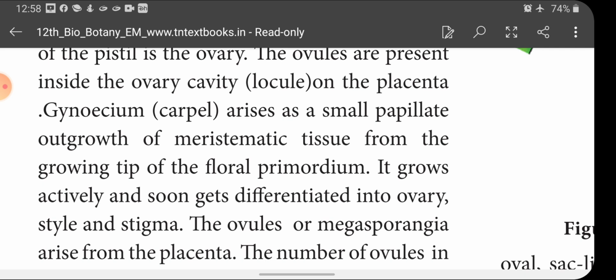The ovules are megasporangia. Microsporangia is the male reproductive part. The megasporangia is called what? The female reproductive part, that is the ovule. The ovule or megasporangium arises from the placenta.